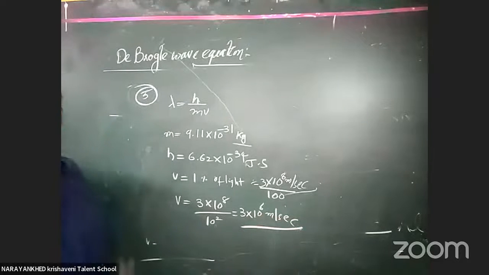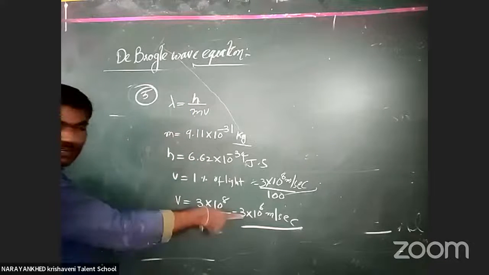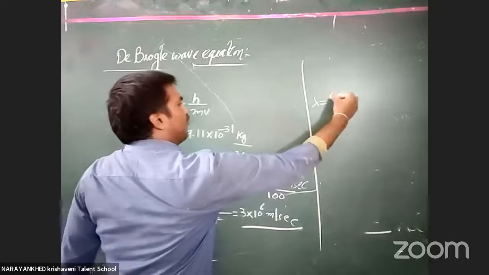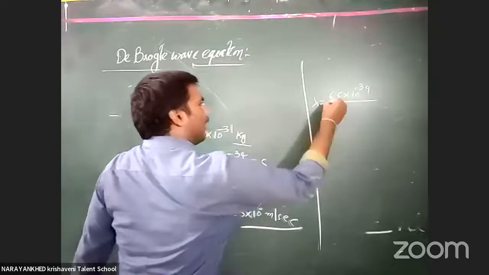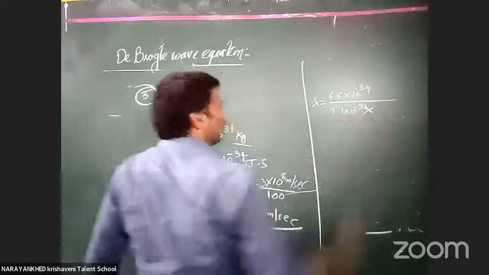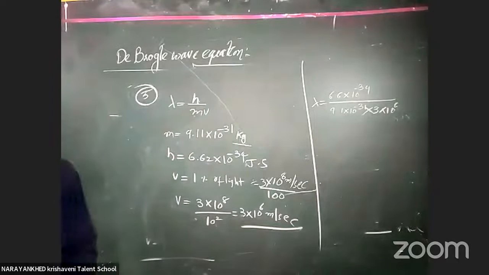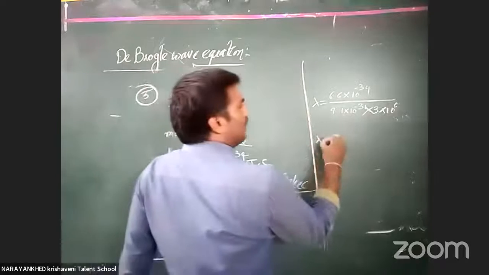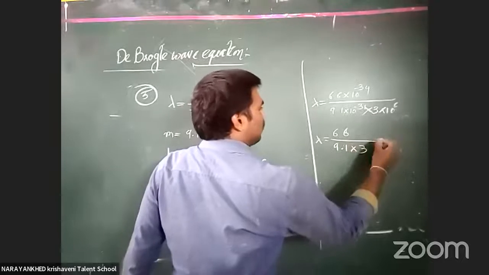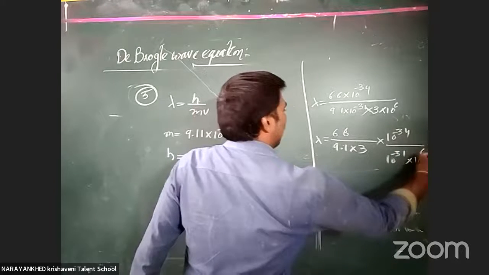That's it. The remaining are very well known. For lambda, h is here, m is here, v is here. You have to substitute all this, and you'll get the answer. Lambda is equal to 6.6 into 10 to the power of minus 34 by 9.1 into 10 to the power of minus 31 into 3 into 10 to the power of 6 meters per second. Yes, it is plus 6. Now substitute all the values. Lambda is equal to 6.6 by 9.1 into 10 to the power of... what are the powers here? 34 minus 31 and the other is plus 6.